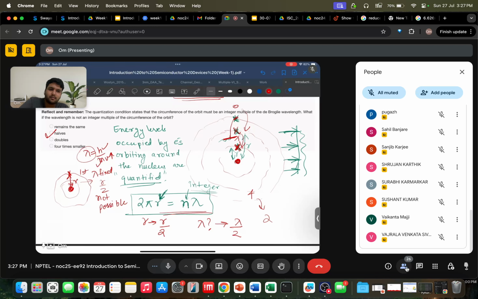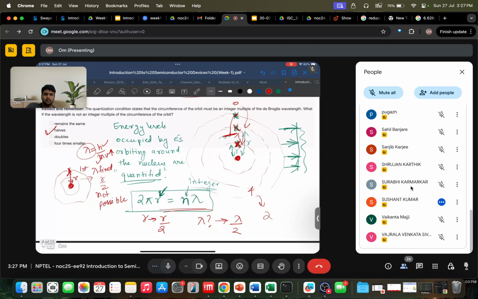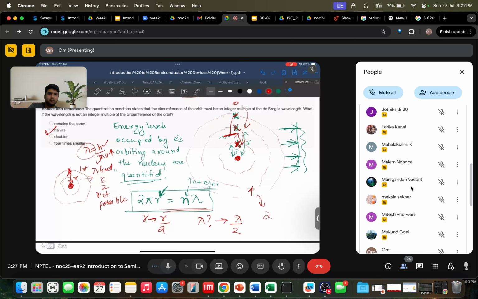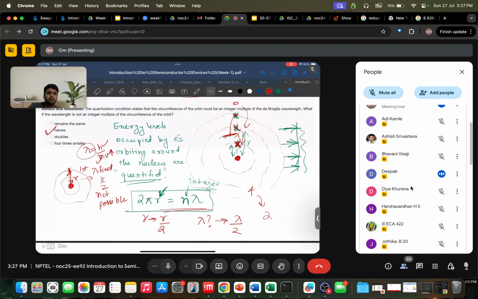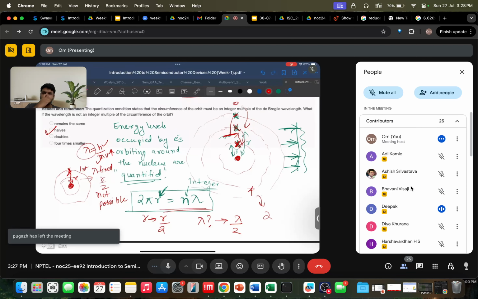Does this make sense, Sushant? Yes. Sir, I have a doubt: if we change the orbital size, doesn't it fall into the nucleus due to the intermolecular force? Okay. No, so the answer is no. It does not fall into the nucleus due to the intermolecular force. What is intermolecular force, first of all? Sorry, interatomic force.